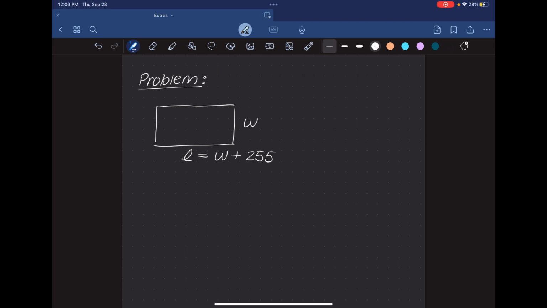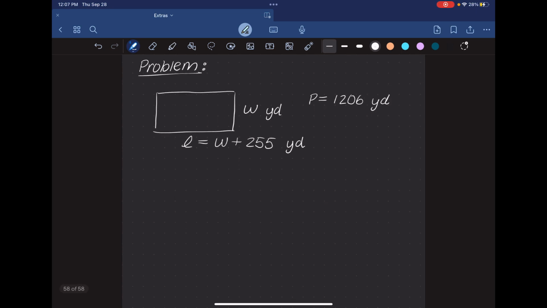And then suppose we also know that the perimeter is going to be equal to 1,206 yards. Our goal is to figure out what the length and the width are. So we're going to set up a system of equations using our length and width.